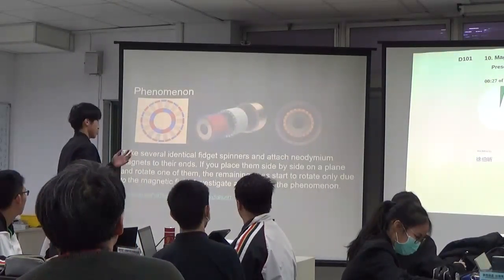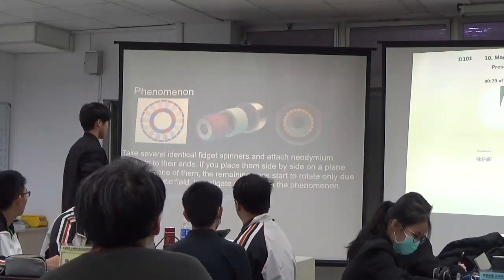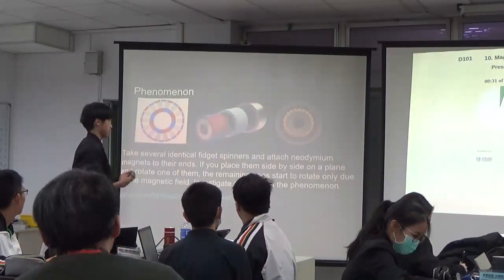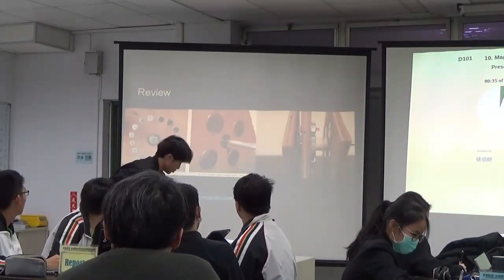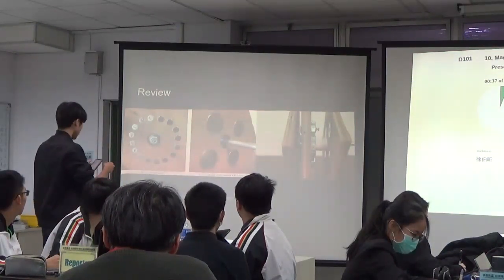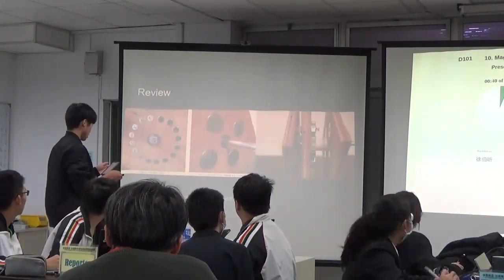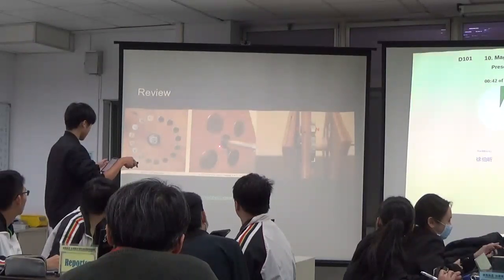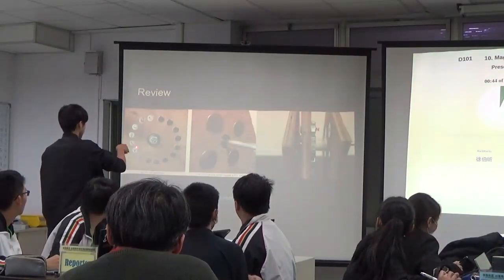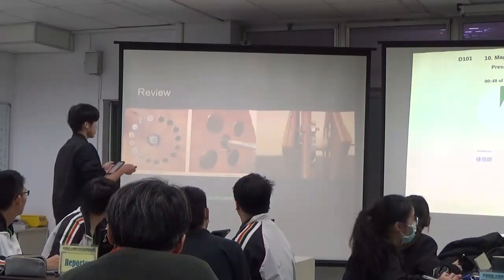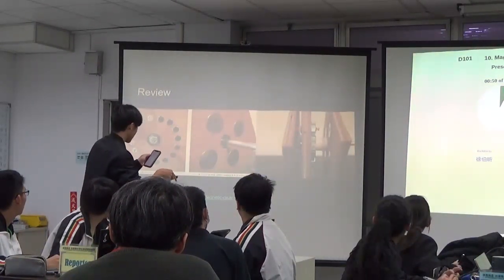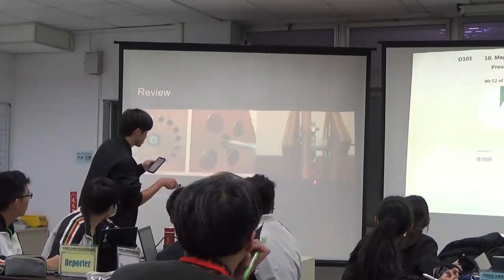The remaining ones start to rotate only due to the magnetic field. Investigate and explain the phenomenon. So in the review, we can see the experimental setups of the magnetic field. There are two discs equipped with 16 magnets and 4 magnets. Between the two wheels is another wheel which is equipped with screws.